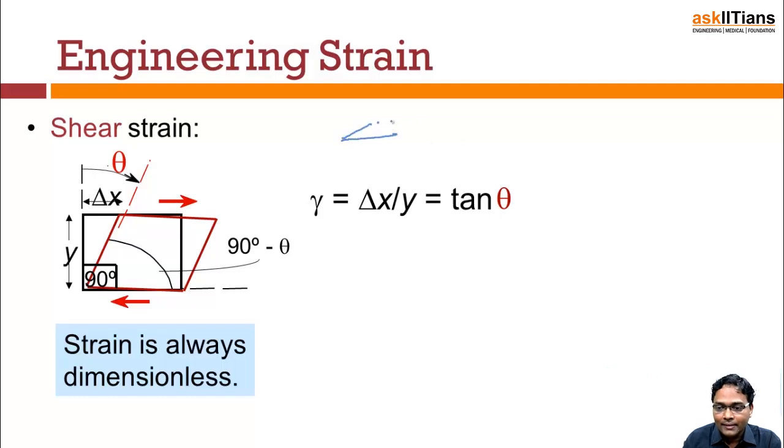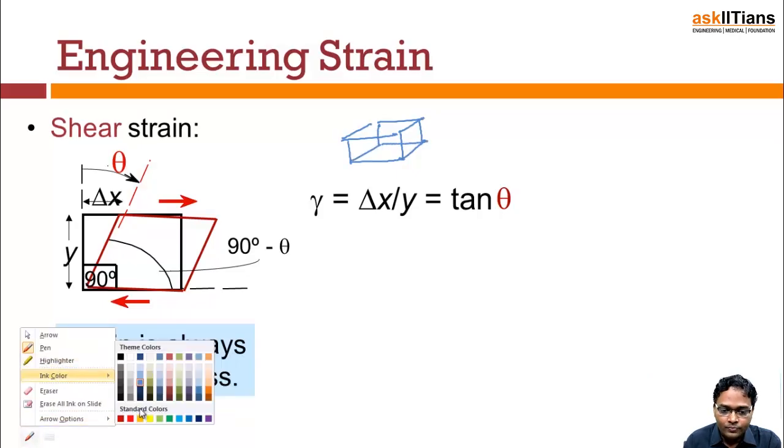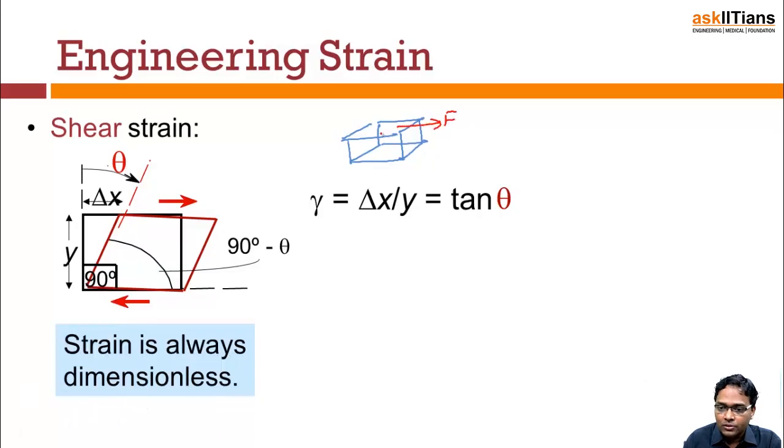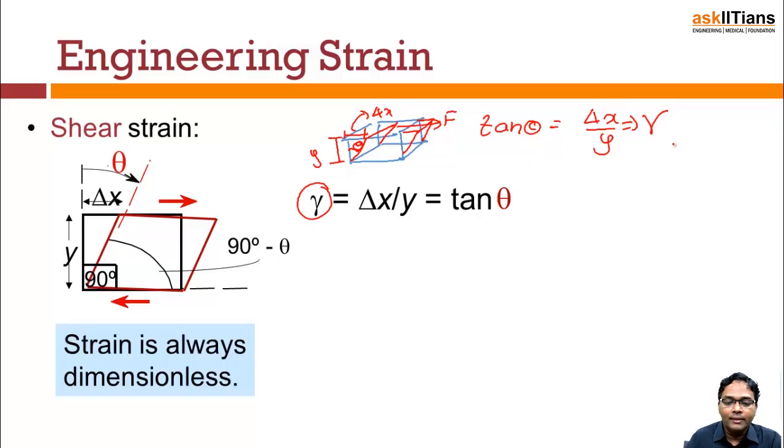I have an original object somewhat like this, and then I apply a tangential force. If I apply a tangential force, the object dimensions change. So this is what we get. As a result, theta is the angle that is produced. Here, if I say that this is y and this is, let's say, delta x, we can find the tan theta value. So tan theta equals delta x divided by y. So from here we can say how much is delta x by y. This change is represented as gamma. So gamma is nothing but the shear strain that we have. Fine, hopefully this is clear.